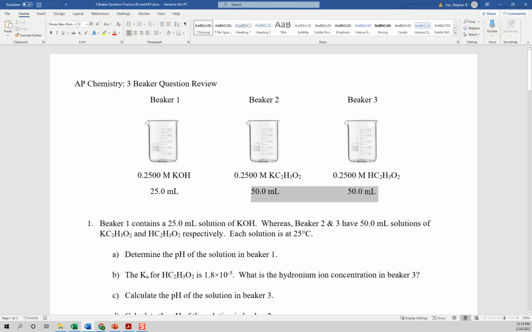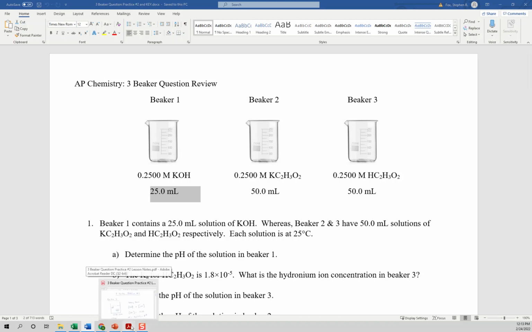So these two have the same volume. So same volume, same molarity means same number of moles. So you have the same number of moles of potassium acetate as you do acetic acid. And then half the volume, same molarity, but half the volume would mean half the number of moles of potassium hydroxide that you do potassium acetate and acetic acid. So, just kind of looking at those amounts, all right? And then let's kind of look at each individual solution.